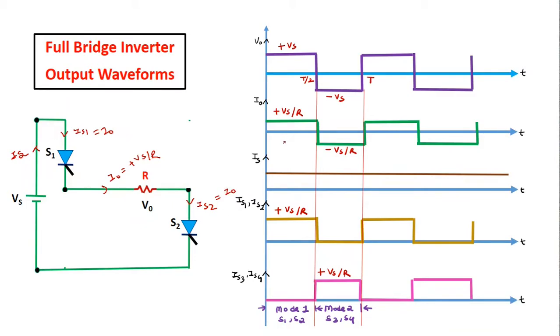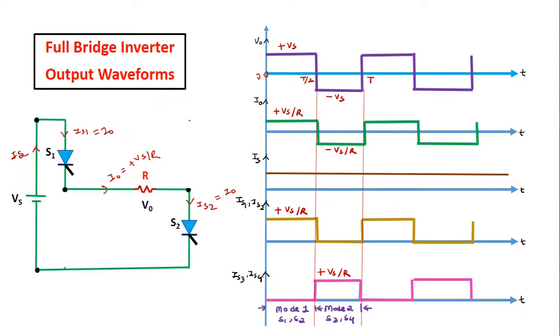Now in the mode number 1 operation, which goes from time t is equal to 0 to T by 2, the load voltage is equal to plus Vs and load current will be equal to plus Vs by R. And since the source current is produced from this DC voltage source, it will be constant. Therefore, we are drawing a horizontal line for the source current, and the switch S1 and S2 current is equal to load current I0. Therefore, it will be equal to plus Vs by R.